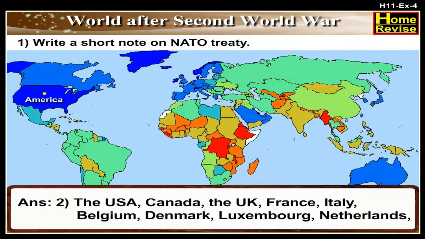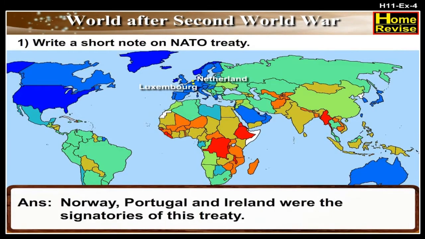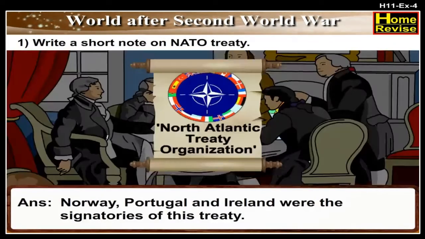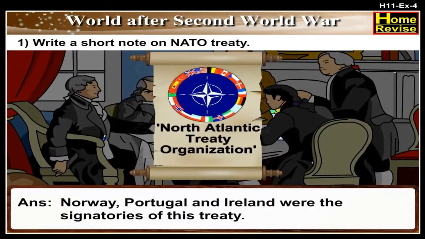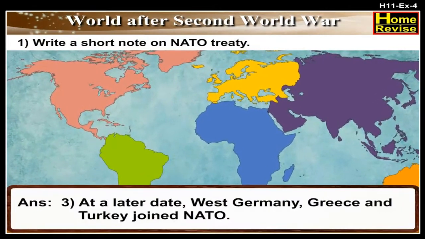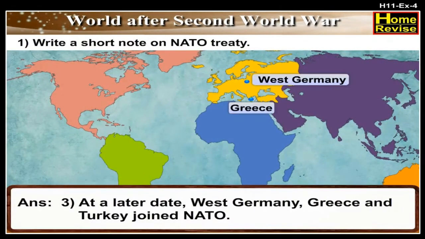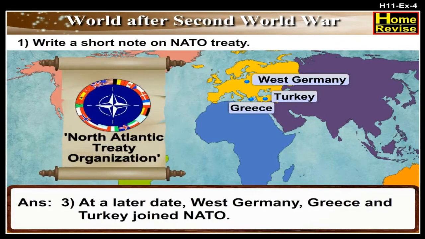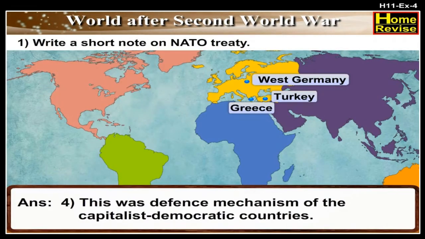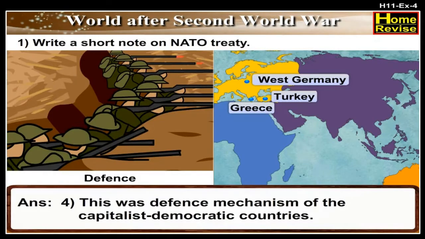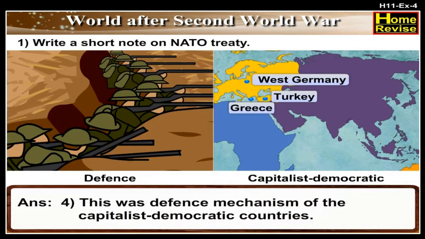Number 2. The USA, Canada, the UK, France, Italy, Belgium, Denmark, Luxembourg, Netherlands, Norway, Portugal, and Ireland were the signatories of this treaty. Number 3. At the later date, West Germany, Greece, and Turkey joined NATO. Number 4. This was the defense mechanism of the capitalist democratic countries.